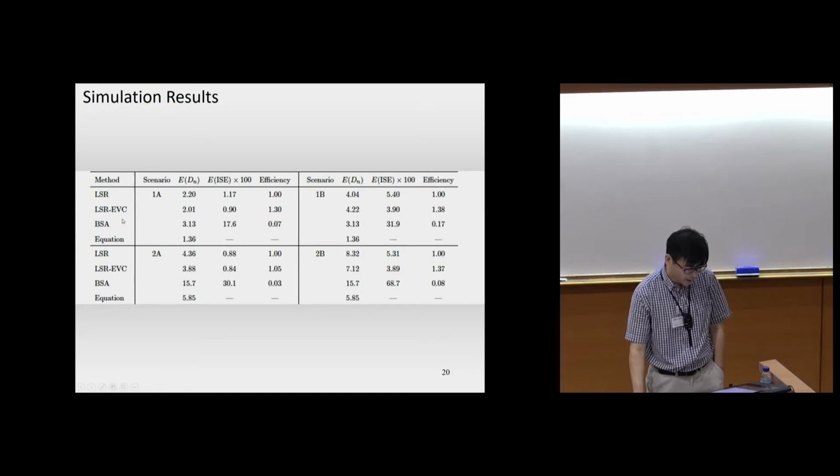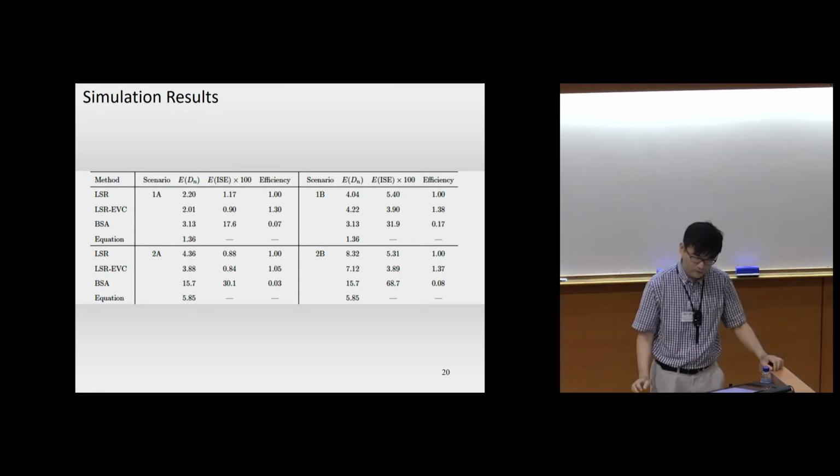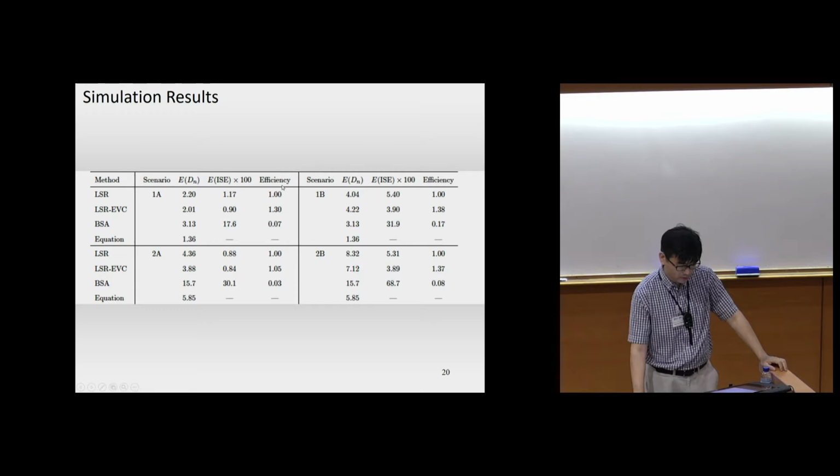So again, these are the 4 methods, and this column indicates the dosing cost to patient during the study. This is sort of a mean squared error for estimation. For these 2, small is good, and the efficiency is simply the sum of the two, and then use the least square recursion without the constraint as reference.